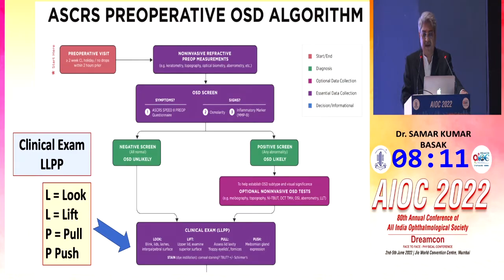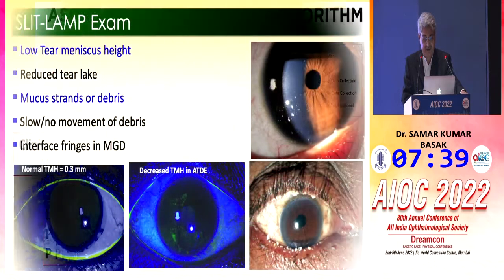So the ASCRS preoperative OSD algorithm is there for clinical examination: LLPP, look, lift, pull, and push. These 4 are important clinical examinations. We have actually forgotten to check the lids because we are more cataract focused. So we directly look at the pupil and cataract status of the patient, but you know that the lid is the most important part of our eye.